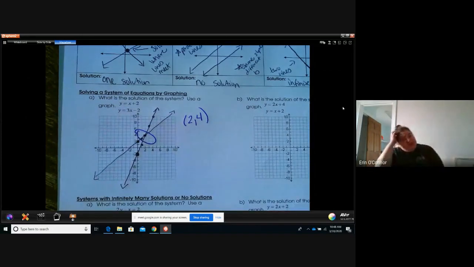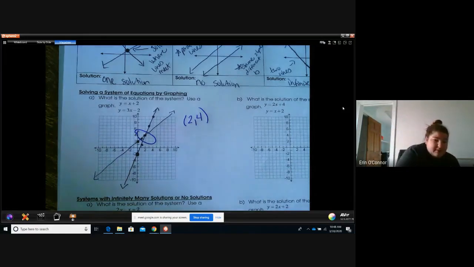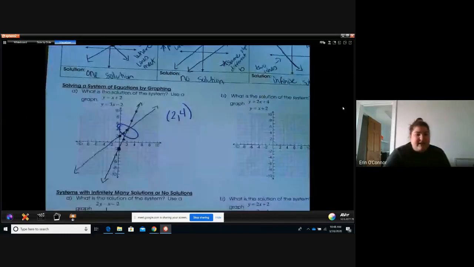It's where the point is the same and works for both equations. There's only one point where that works. So now let's put this in Desmos and see what happens.